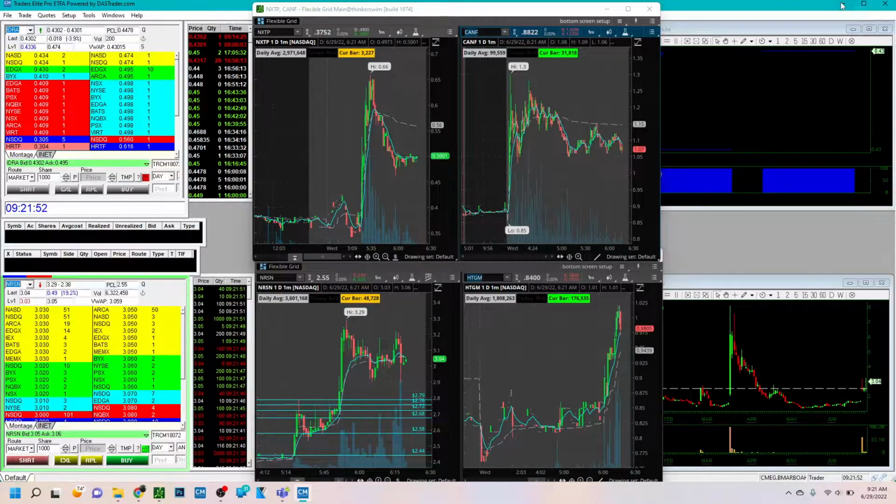It's also taking a couple minutes to look at the market as it opens and what type of moves are going to occur.